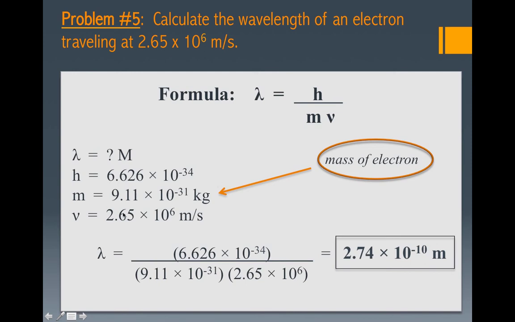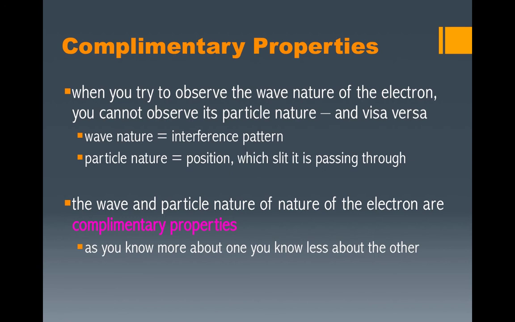So to calculate the wavelength of an electron traveling at 2.65 times 10 to the 6 meters per second, we're going to use the equation we just looked at. Lambda equals h over mv. Lambda is the wavelength in meters. H is Planck's constant. M is the mass of a single electron. This is something you may need to know. It's in kilograms here. And v is the velocity. I multiply, divide, and solve, and I get the wavelength to be 2.74 times 10 to the negative 10th meters.